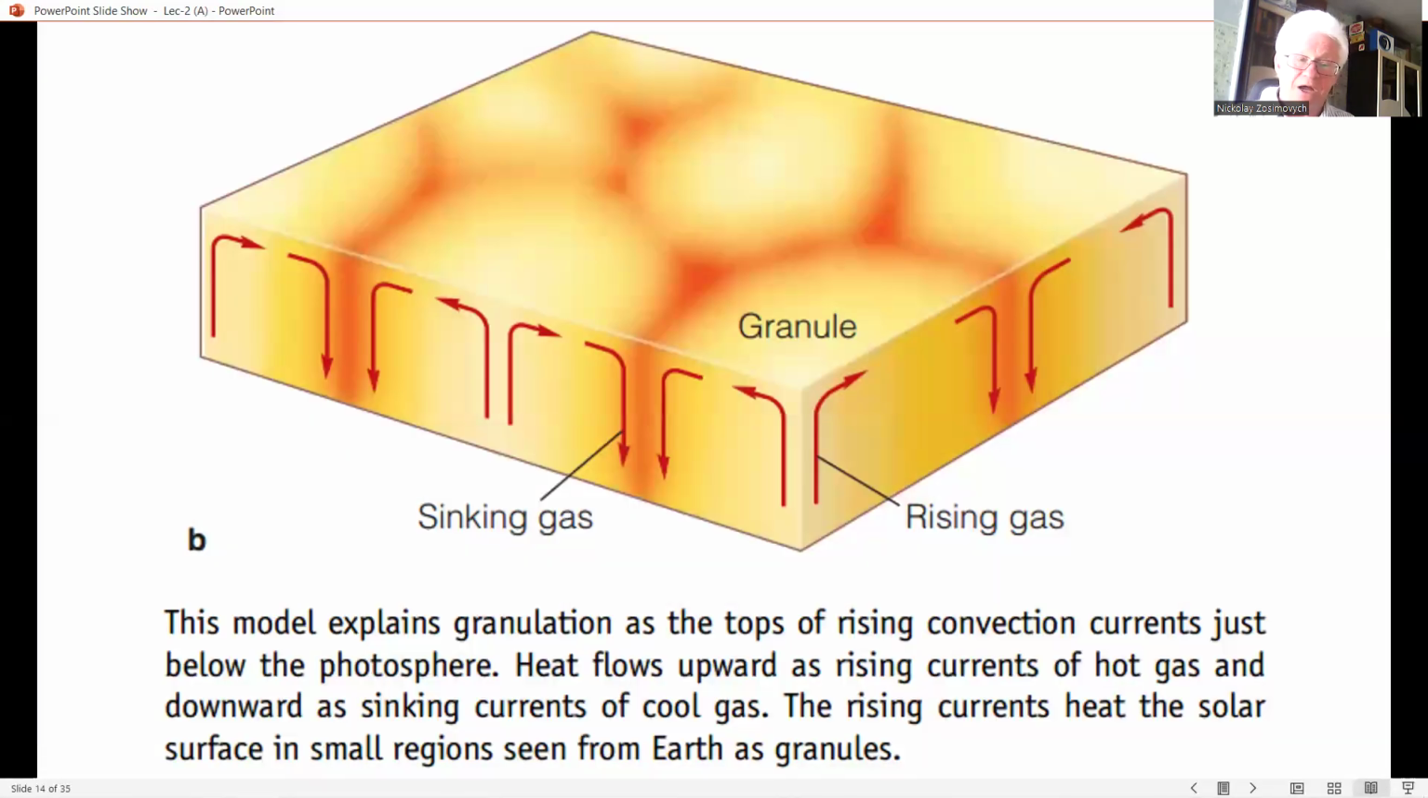In the sun, rising currents of hot gas hit small regions of the photosphere, which, being slightly hotter, emit more blackbody radiation and look brighter. The cool sinking gas at the edges emits less light and thus looks darker, as you can see in this slide. The presence of granulation is clear evidence that energy is flowing upward through the photosphere.